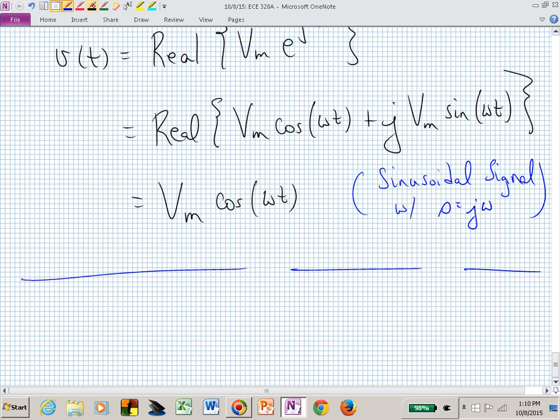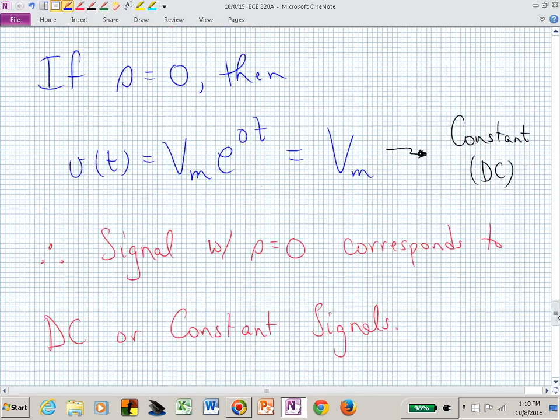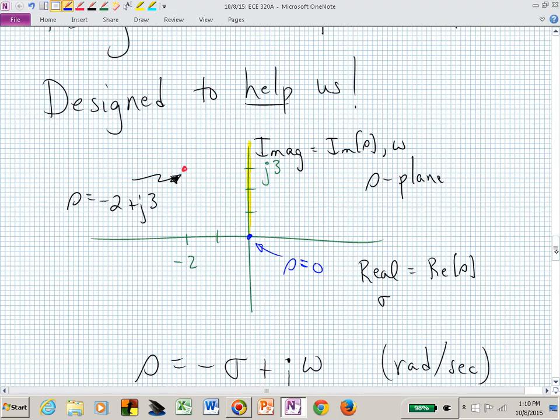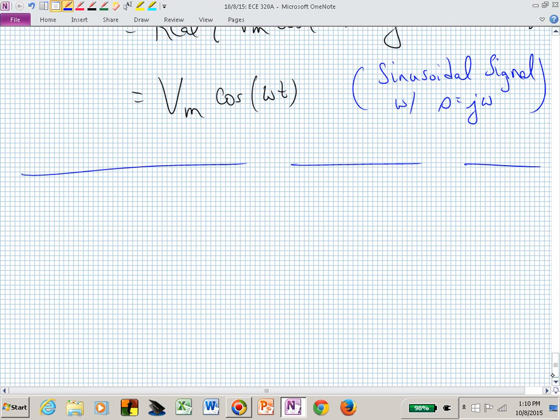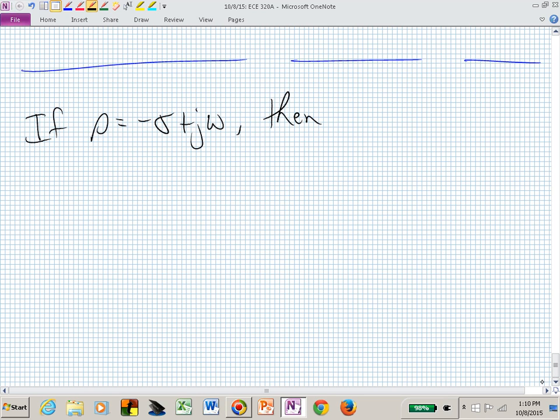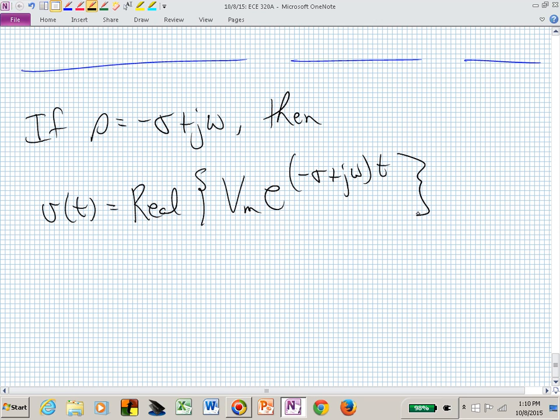Now let's go the next step. We've looked at just what's happening on the imaginary axis at DC and at any point on the imaginary axis. Let's step off of the imaginary axis and look at values of S. Suppose that we now say S is equal to minus sigma plus j omega, now what? Now we just replace S again in our expression, which is V sub m e to the S, minus sigma plus j omega times t, and we want the real part of that.